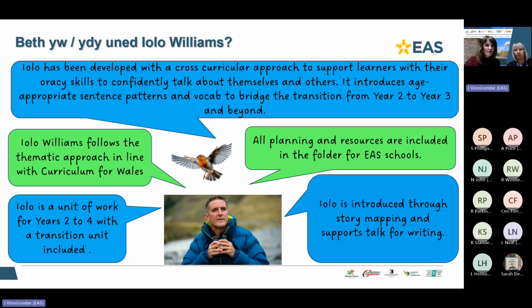Iolo has been developed with a cross-curricular approach to support learners with their oracy skills to confidently talk about themselves and others. It introduces age-appropriate sentence patterns and vocabulary to bridge the transition from years 2 to 3 and beyond. All planning and resources are included in the folder for the EAS schools. Iolo is introduced through story mapping and supports talk for writing.